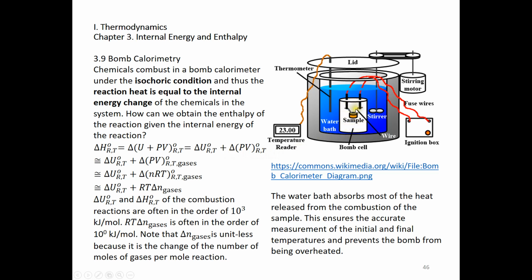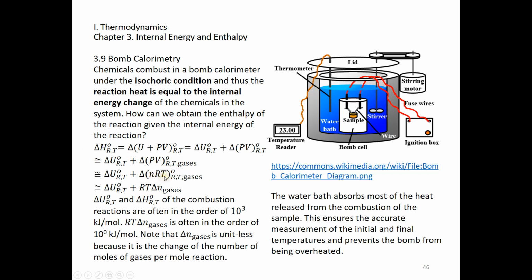Again, in this bomb, chemicals combust in high pressure pure oxygen, and then from the reactants to the products, the PV actually changes. But how can we account for the PV change? So first, we will neglect the PV change of liquids or solids, only because the PV change of a liquid or solid is much smaller than the PV change of a gas. So over here, this delta PV is approximately the delta PV of gases only. And for gases, we will use the ideal gas law to estimate PV, and PV is approximately nRT.